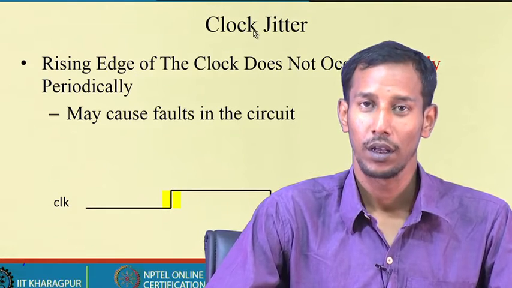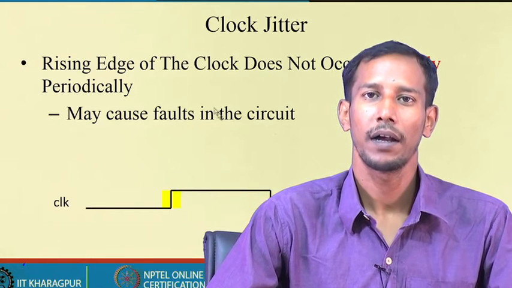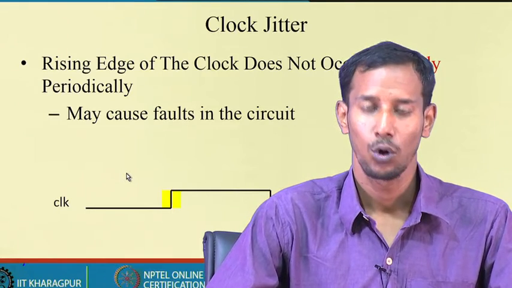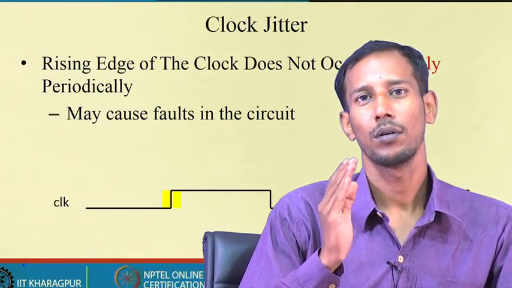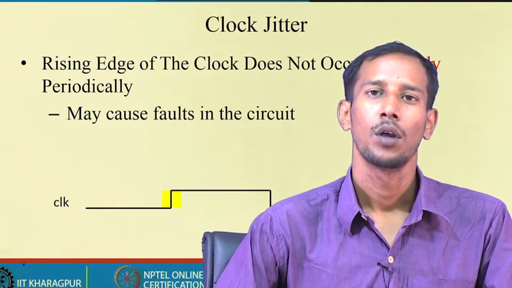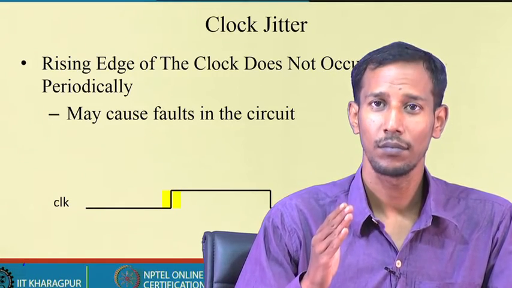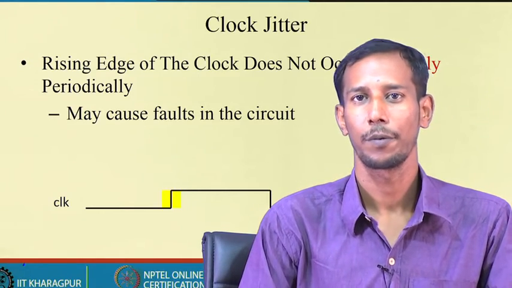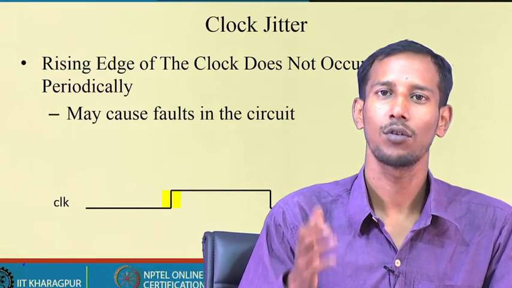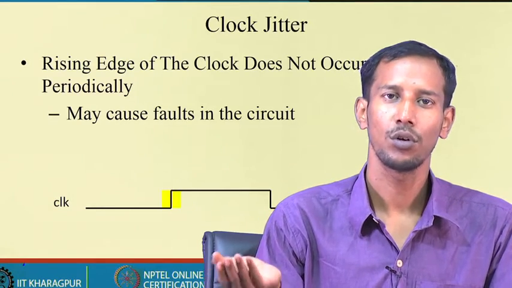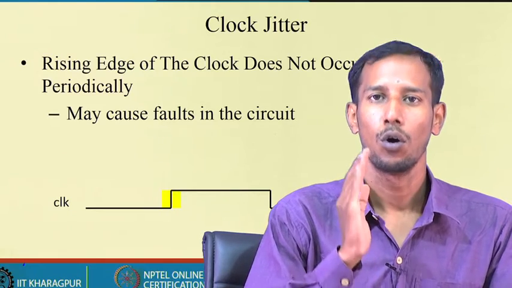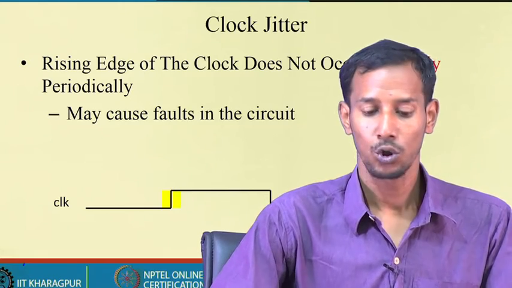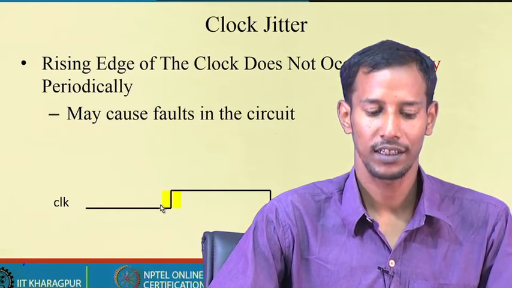Another important part is clock jitter. For a synchronous design, we consider that each part of the system works on a particular edge of the clock. It is not only the rising edge or only the falling edge, but it has to work on an edge of the clock, whenever the clock is generated.